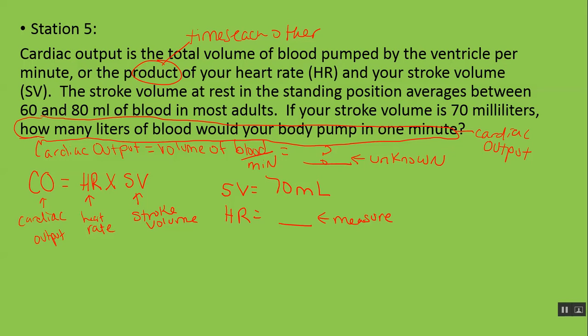You could also count it for 10 seconds and then take it times 6, right? Because if there's 60 seconds in a minute, if you count it for 10 seconds, you could take that times 6, and that would give you your heart rate for a minute.